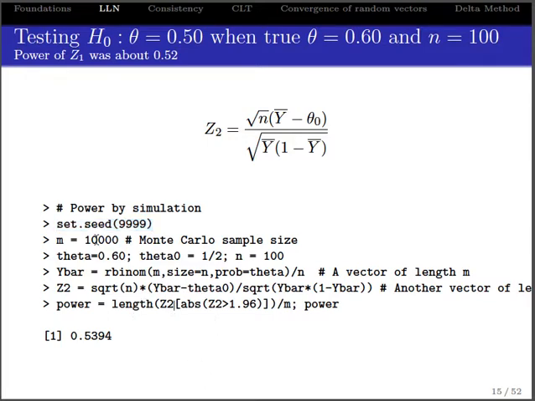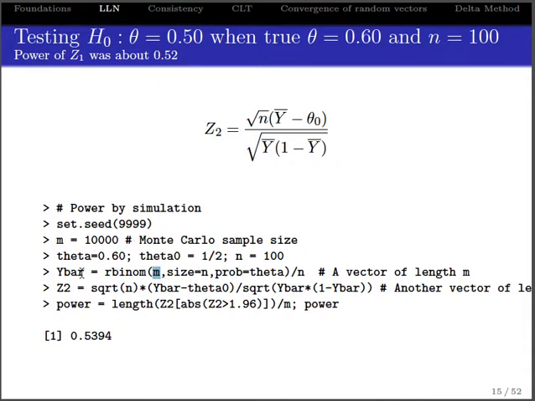I chose m equals 10,000 for my Monte Carlo sample size, and then tried theta equals 0.6. We're testing the null hypothesis theta equals theta 0 equals a half, and n equals 100. Calculate y bar, which is just a binomial random variable divided by n. So that's like the number of successes, right? That's quicker than generating the Bernoullis, and it is a vector of length m, because you're generating m of them.